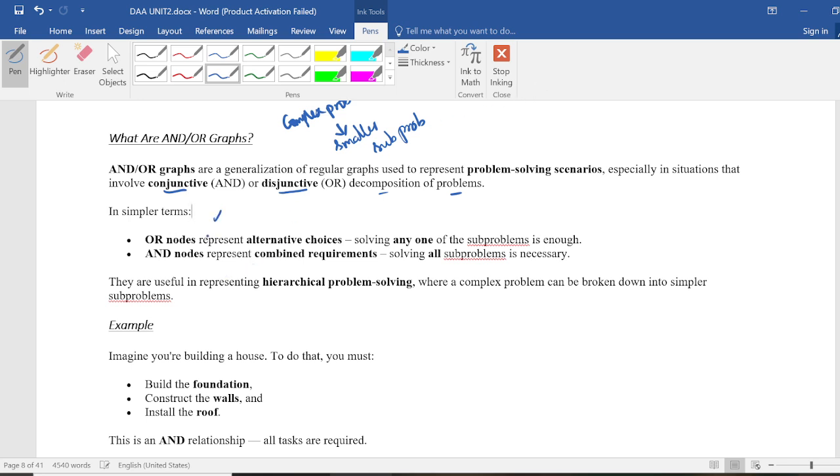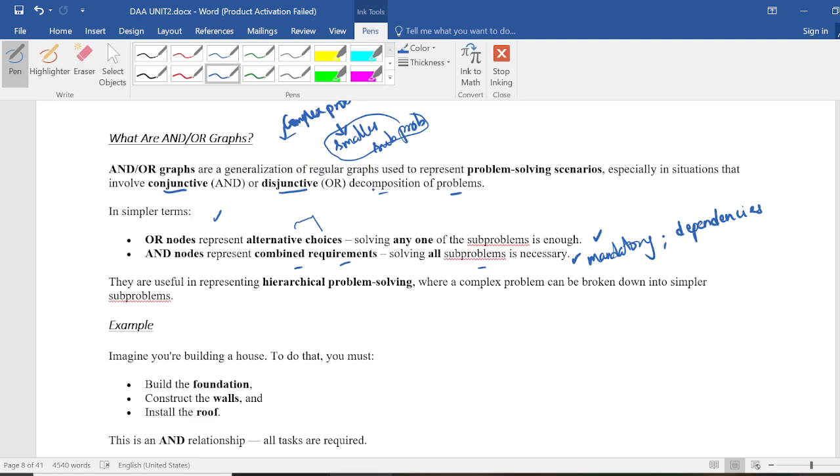In simpler terms, or nodes represent alternative choices. Solving any one of the subproblems is enough. An and node represents combined requirements. Solving all problems is necessary or mandatory. Or nodes represent alternatives; one of the options would be fine. And nodes, on the other hand, represent dependencies. We need to solve all the children to complete the task.